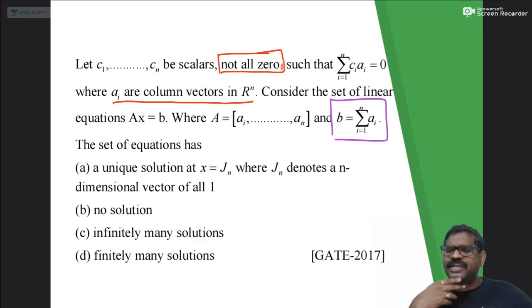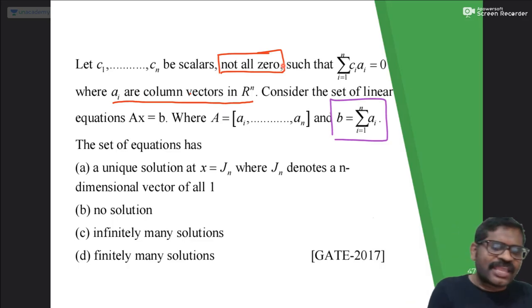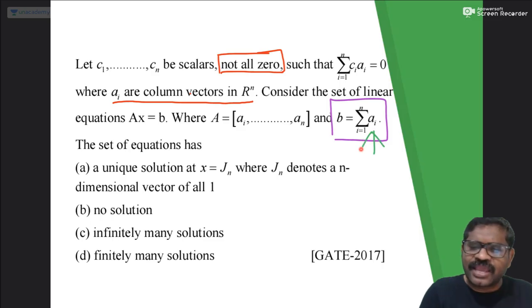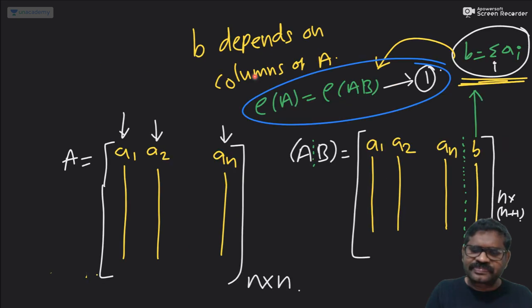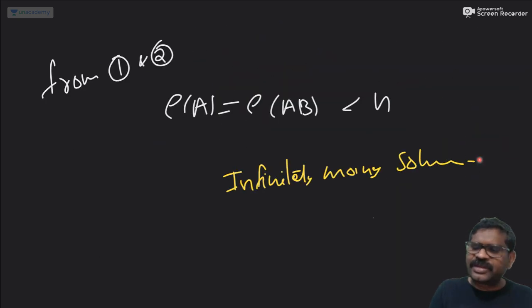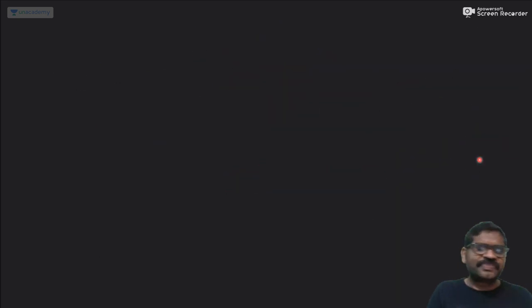Sir, please explain the hint of B. Hint of B is sigma Ai. Sigma Ai means A1 plus A2 plus An. If B is sigma Ai, then compulsorily B is depending on A. If B is depending on A, rank of A and rank of AB are 100% equal. I will give one example. If I give the example, you will get a clear picture.